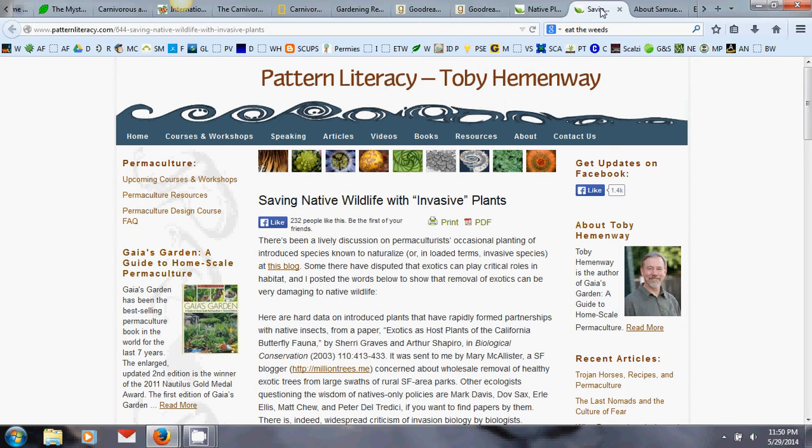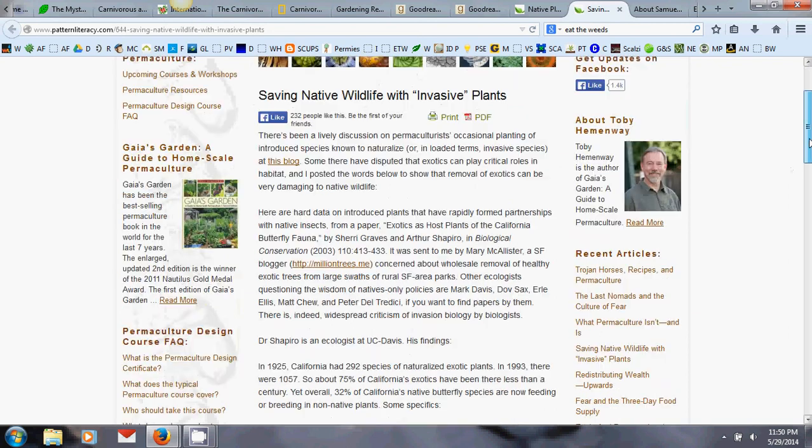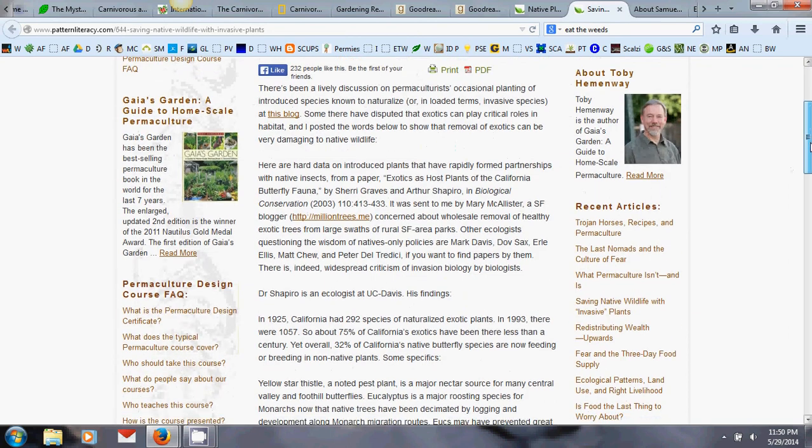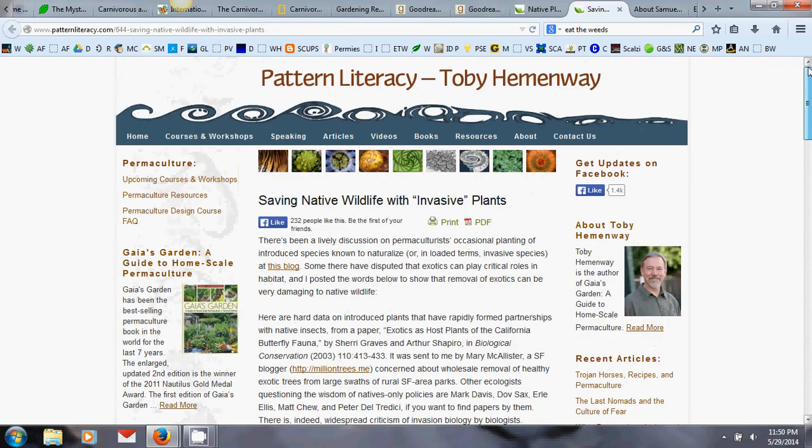And here's another article on it, and this was a later article that he wrote, Saving Native Wildlife with Invasive Plants. And this article has some references to scientific studies that have showed that, amazingly enough, animals are already adapting to exotics in their environment and eating things that they didn't eat before, because one of the things about evolution is it continues to evolve. So that's really interesting to me.